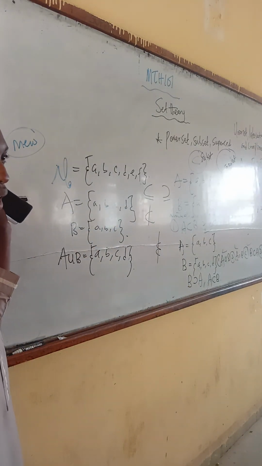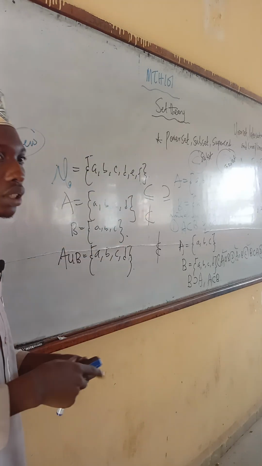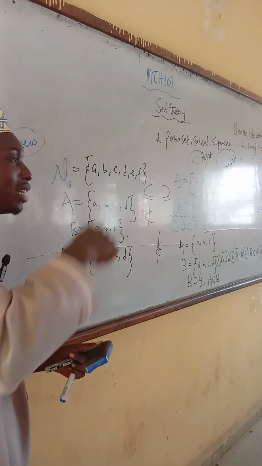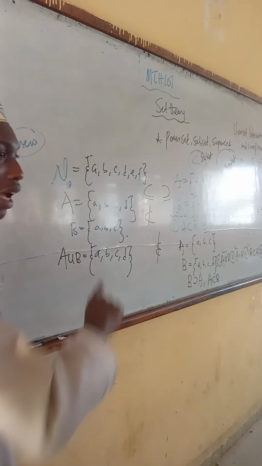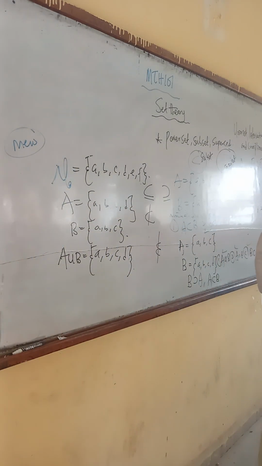You understand? But the universal set will comprise the elements in set A and set B, and the elements that are not in set A and set B. That's the difference. Then the last one.